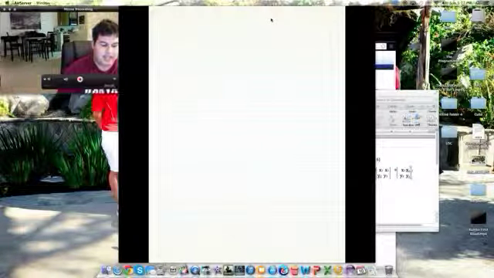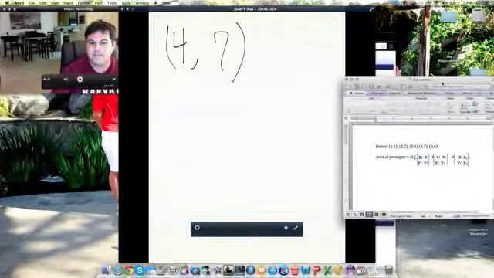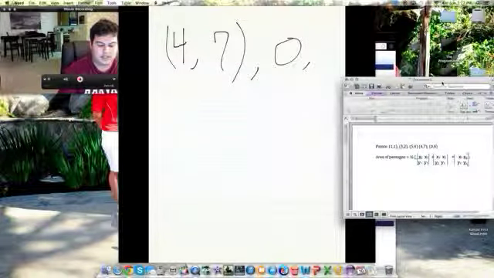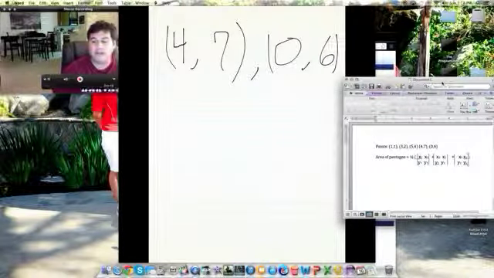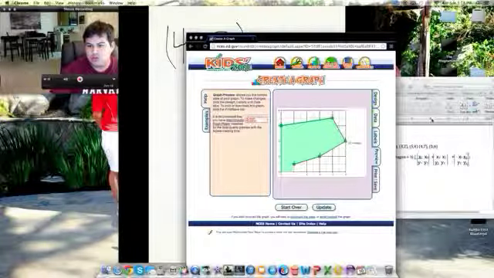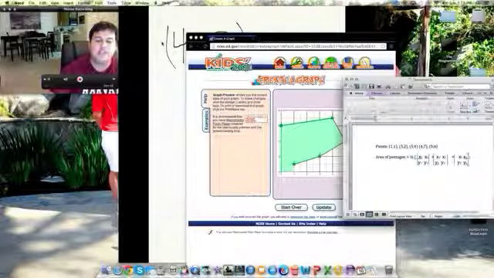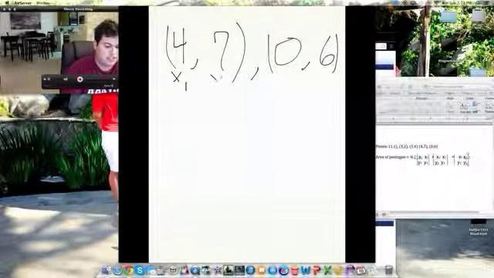So I'm going to hop over to my iPad here real quick. I have (4, 7). That's my first point. And then my next point is (0, 6). Now, I can go ahead and put all of these in order right off the bat. It would be (4, 7), (0, 6), I believe (1, 1), (3, 2), and then (5, 4). You can go ahead and do that if you'd like, and then label them out. So for this first one, this is x1, this is y1, this is x2, this is y2.